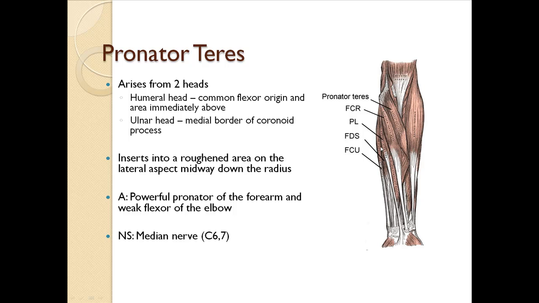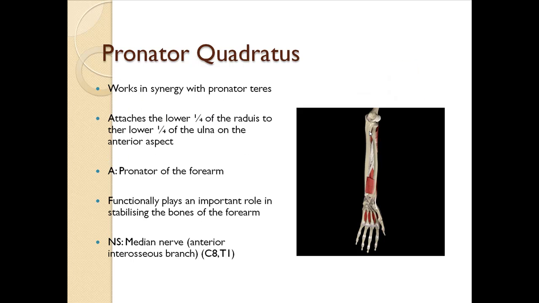It is a powerful pronator of the forearm. It's a short, thick, very solid muscle, and its nerve supply is via the median nerve. Pronator teres is assisted by this small slip of a muscle. So here's pronator quadratus, and it basically passes from the anterior surface of the lower quarter of the ulna across the anterior surface of the lower quarter of the radius.